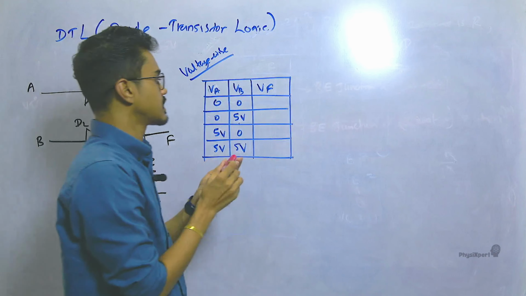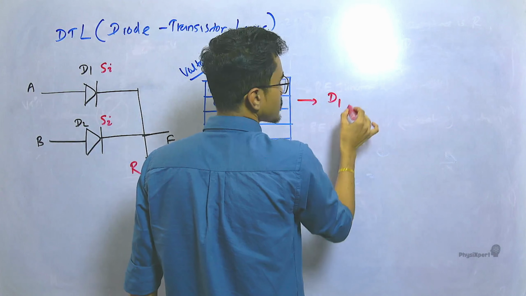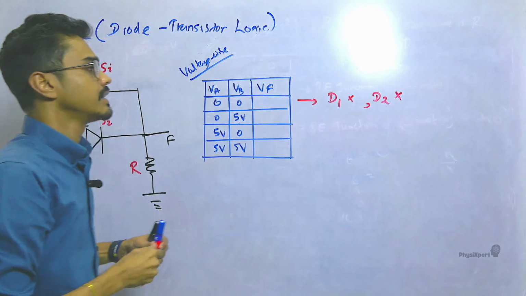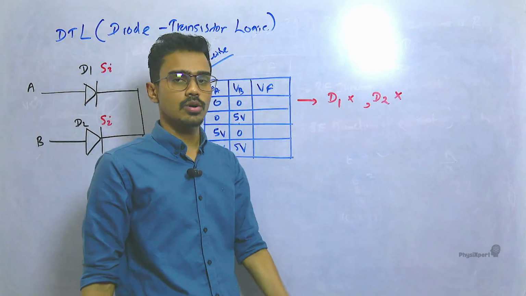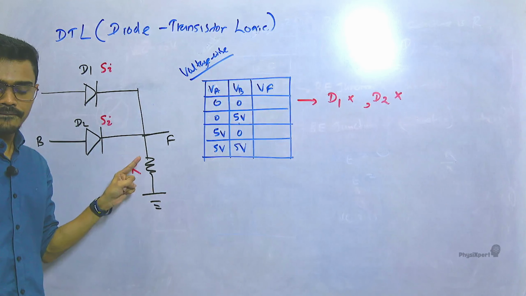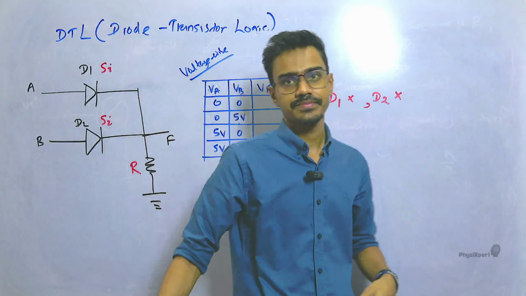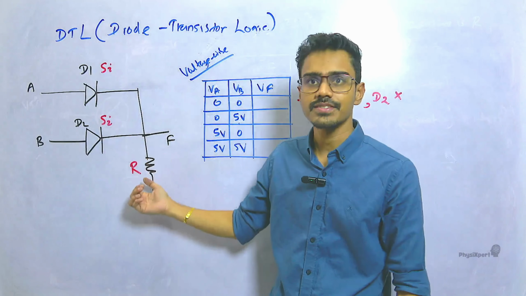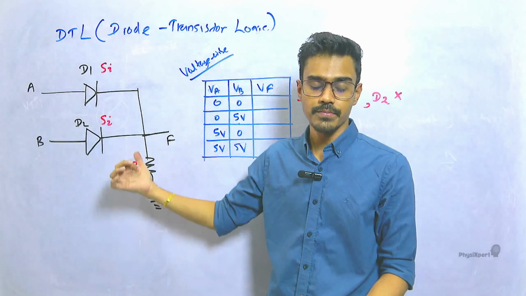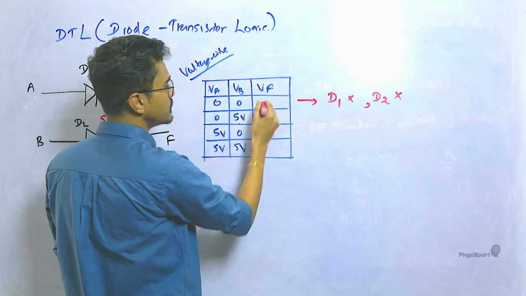Right, now under this scenario, D1 is not forward biased, and D2 is also not forward biased. If D1 and D2 are not forward biased, no current flows in the circuit. So no current flows to the resistor as well, and there's no potential difference across the resistor. Now what happens if there's no potential difference across the resistor? If this point is grounded, F also becomes the same point, it becomes 0. So simply when both are 0, Vf is 0.